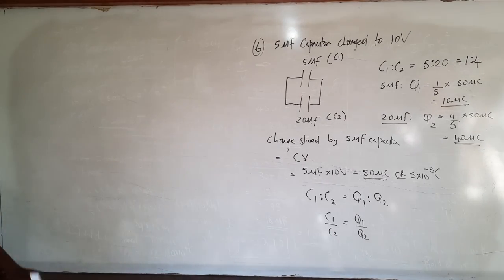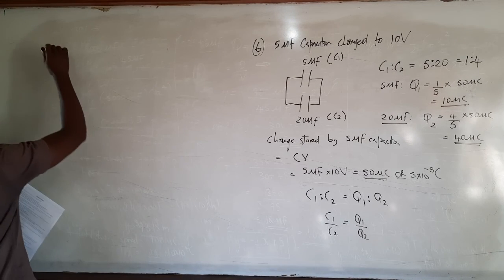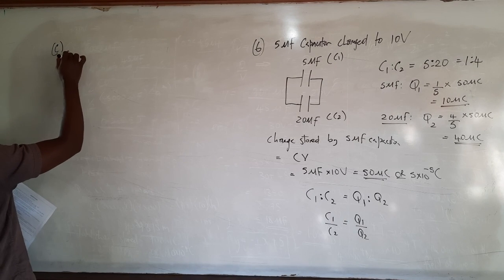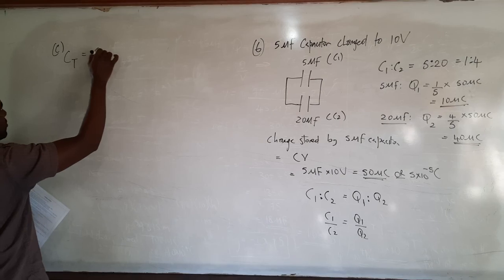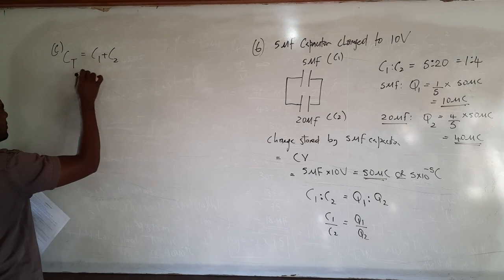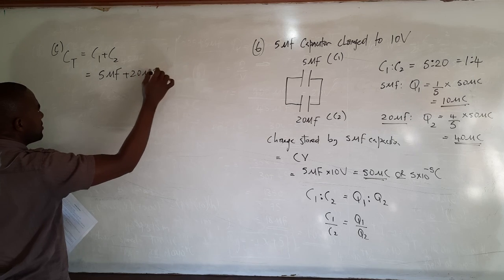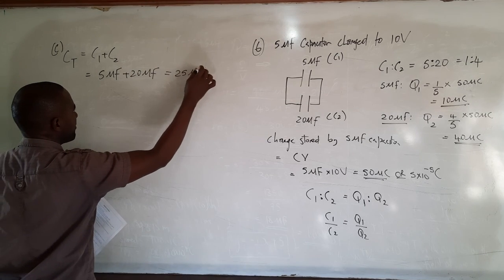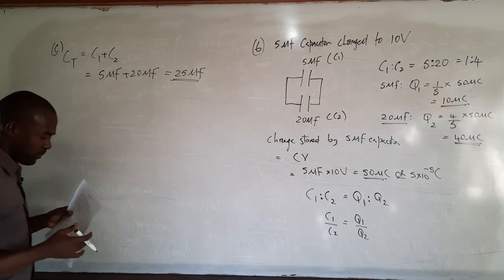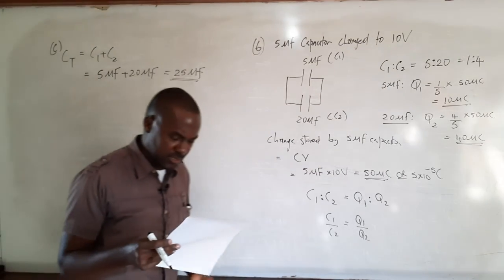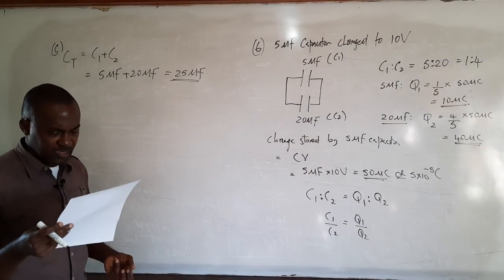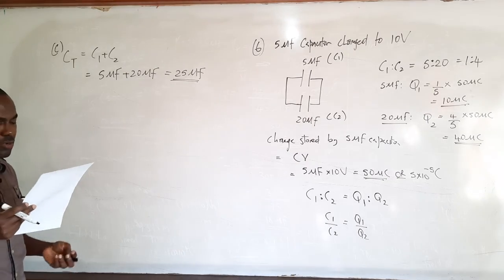So for this particular case, same question 6, part C, the total capacitance CT is equal to C1 plus C2, which gives us 5 microfarads plus 20 microfarads, which gives us 25 microfarads. So the total capacitance is 25 microfarads. Good? And lastly, they want us to find now the PD across the capacitors.